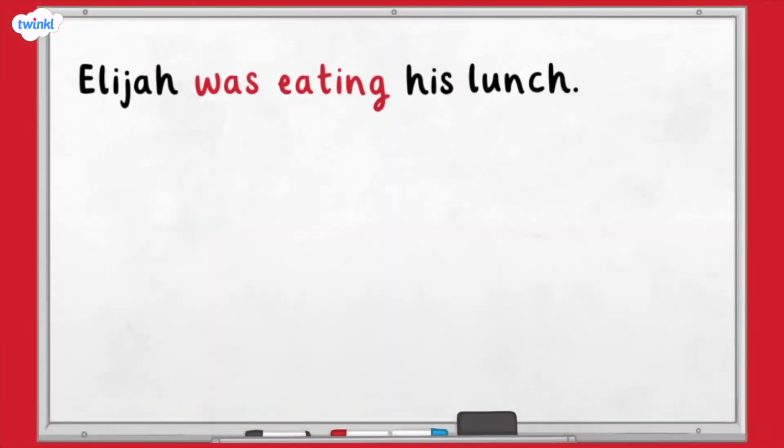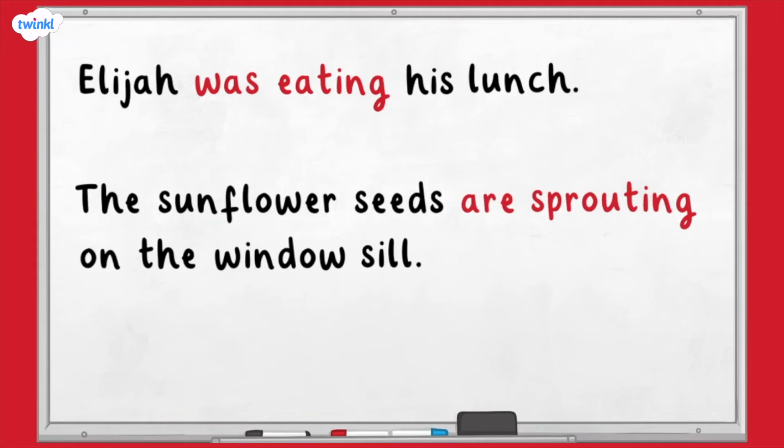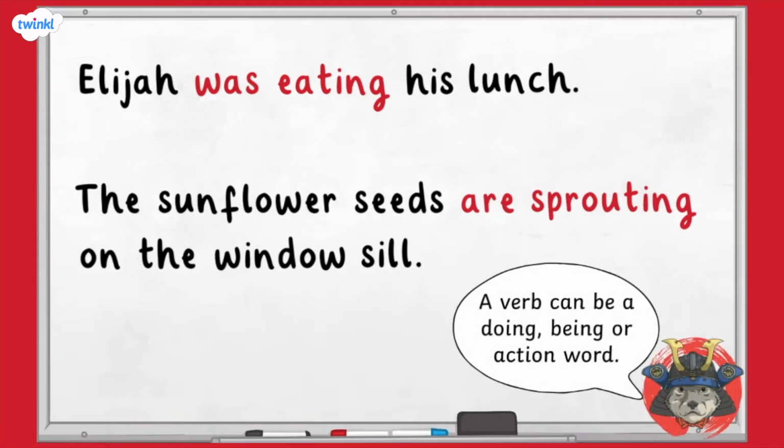Elijah was eating his lunch. The sunflower seeds are sprouting on the windowsill. In the first sentence, was and eating are both verbs. Was helps to show us that Elijah was eating his lunch in the past. In the second sentence, are and sprouting are both verbs. Are helps to show us that the seeds are currently sprouting on the windowsill.